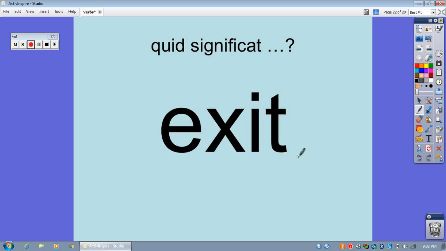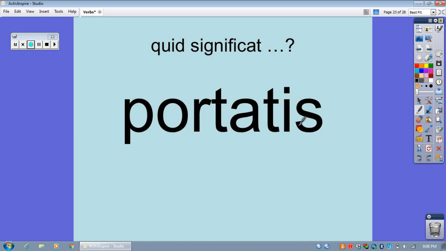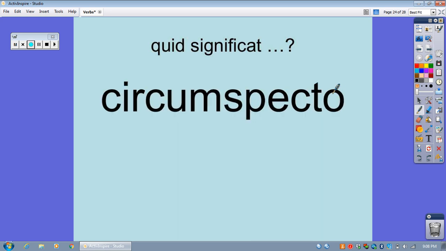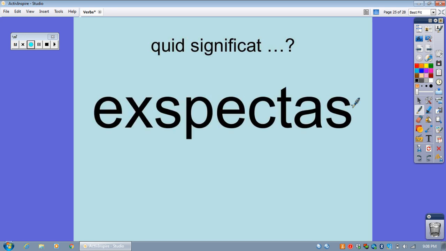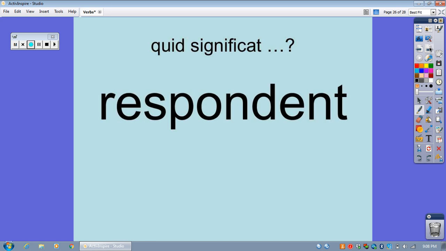Exit, well, you got the T, that means he, she, it is leaving or going out. Portatis, there's that tis again. Y'all are carrying, or y'all carry. Circumspecto, O means I am looking around. Expectas ends in just the letter S, you are waiting for. And respondent, NT. NT means they, so that means they are replying or responding.